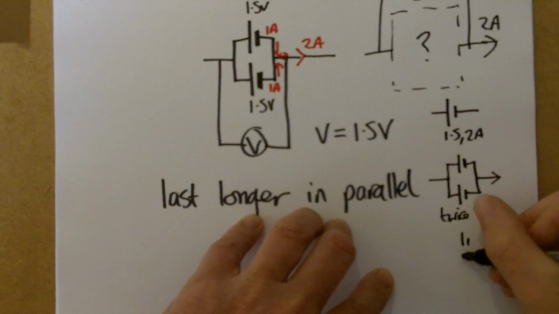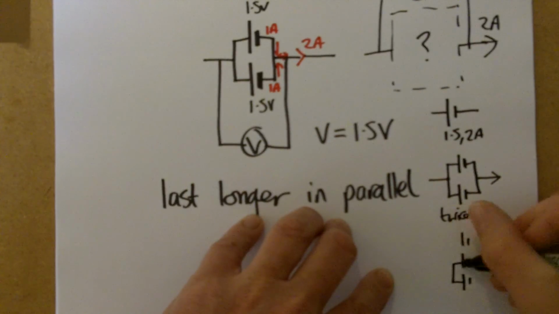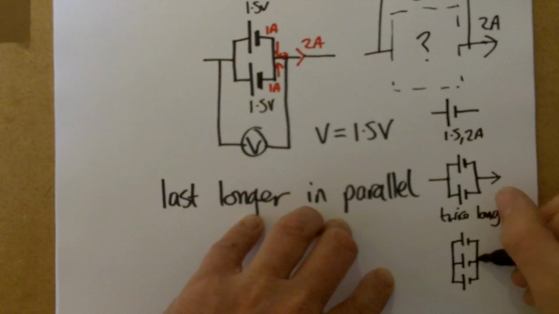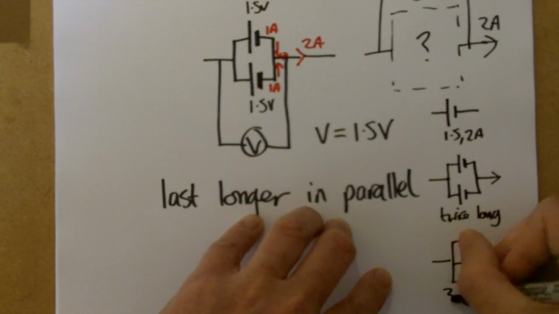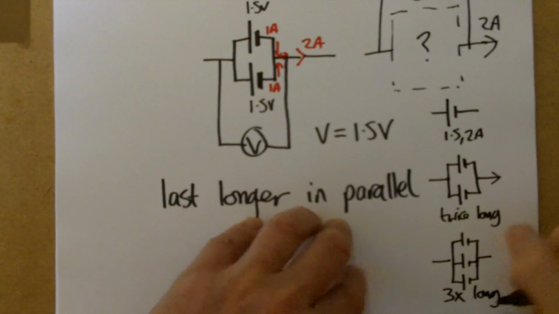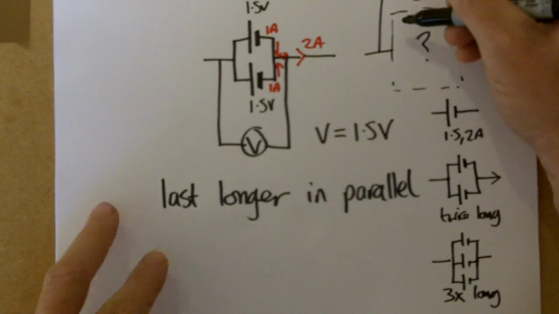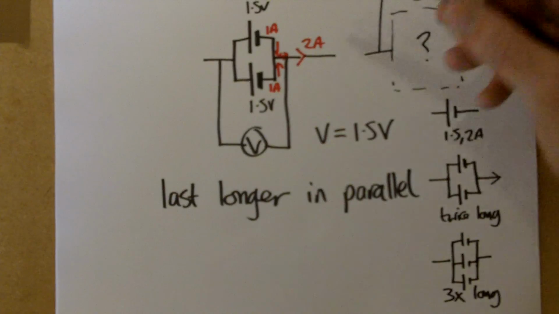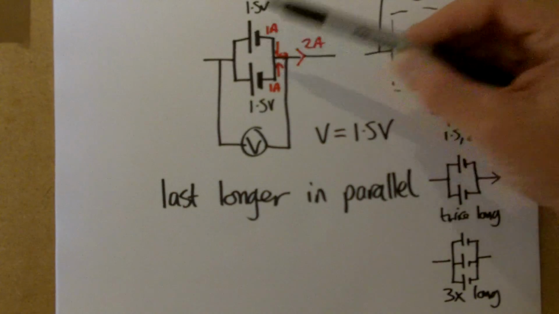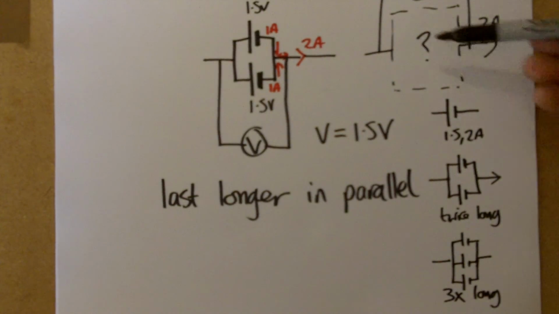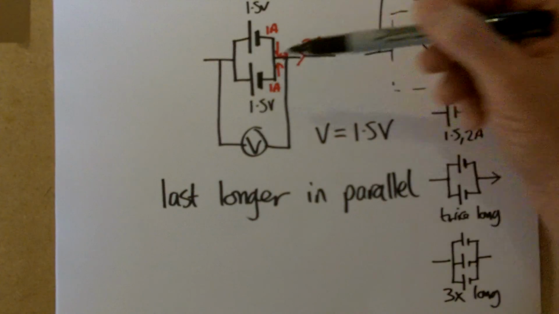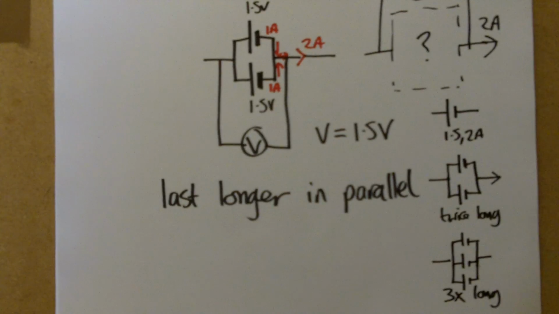And if I want to go even further and put 3 cells in parallel, then it would last 3 times as long. So there's no advantage in terms of PDs. The only advantage for connecting cells in parallel is that it will make the battery pack that's within there last longer. So these cells will last twice as long. These cells will last 3 times as long as just a single cell on its own.